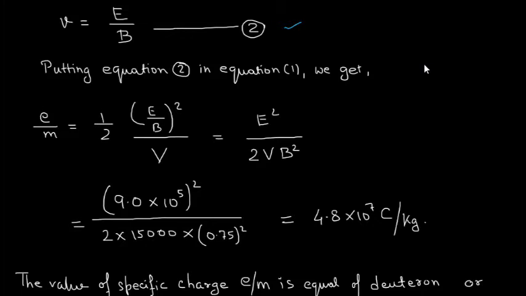So, putting equation 2 in equation 1, we get e upon m is equal to half into (E upon B) whole square upon V, which is equal to E square upon 2V B square. Putting the values of E, V and B and upon solving, we get 4.8 multiplied by 10 to the power 7 C per kg.